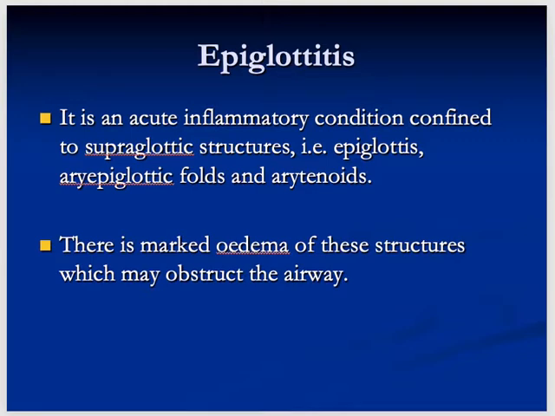The epiglottis is the structure which covers the entrance or inlet of the larynx, and whenever we, for example, swallow, the epiglottis is the one which makes sure nothing goes into the voice box or the larynx, right? It is the covering of the inlet, or a guard of the inlet of the larynx.